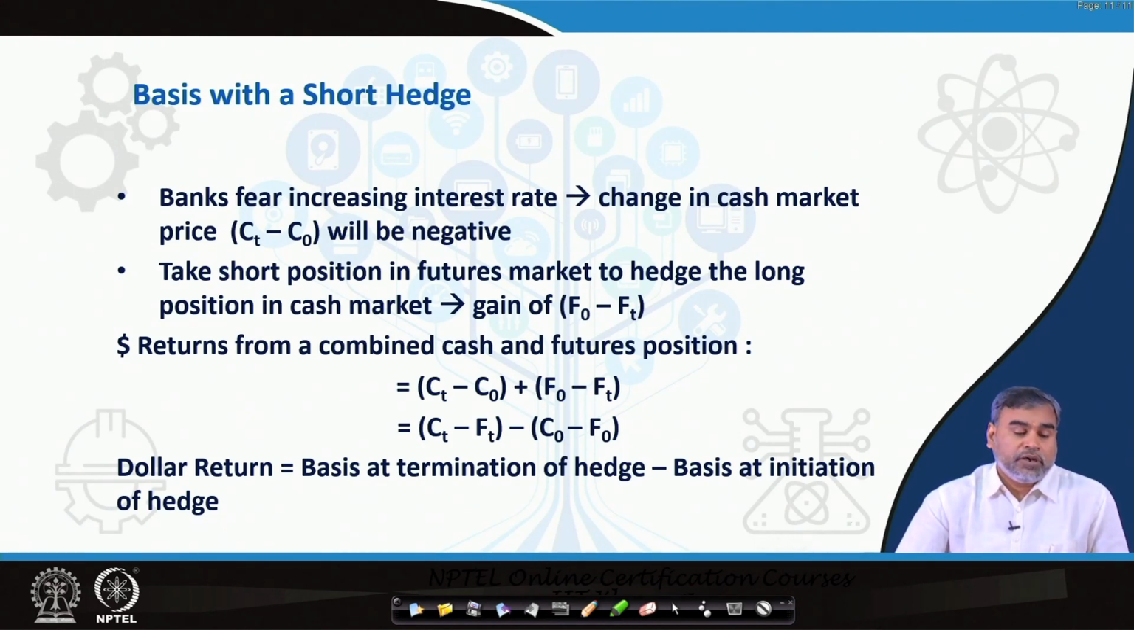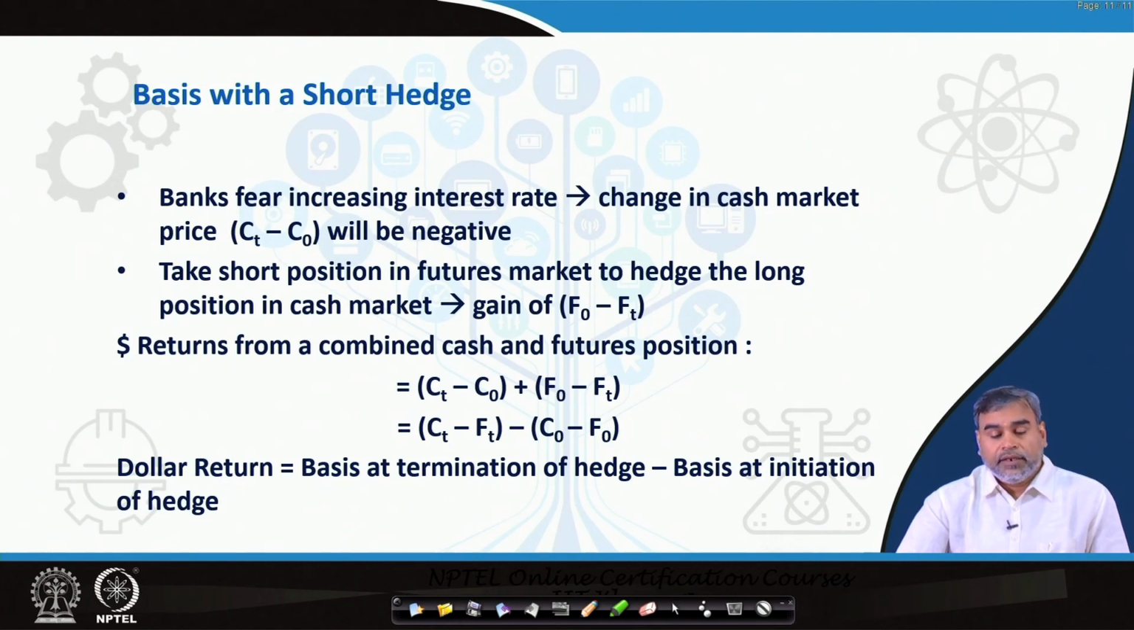Here, let us see how the basis works for a short hedge and for a long hedge. For example, if the bank fears an increasing interest rate, the bank is thinking that the interest rate is going to increase, which changes the cash market price, so today's price of that particular asset in the spot market will change. C_0 is the price of the asset today and C_T is the price of the asset in the future, then obviously C_T minus C_0 will be negative, because once the interest rate is increasing, the value of the asset will go down. So, at that point of time, what are we doing? We take a short position in the futures market to hedge the long position in the cash market.